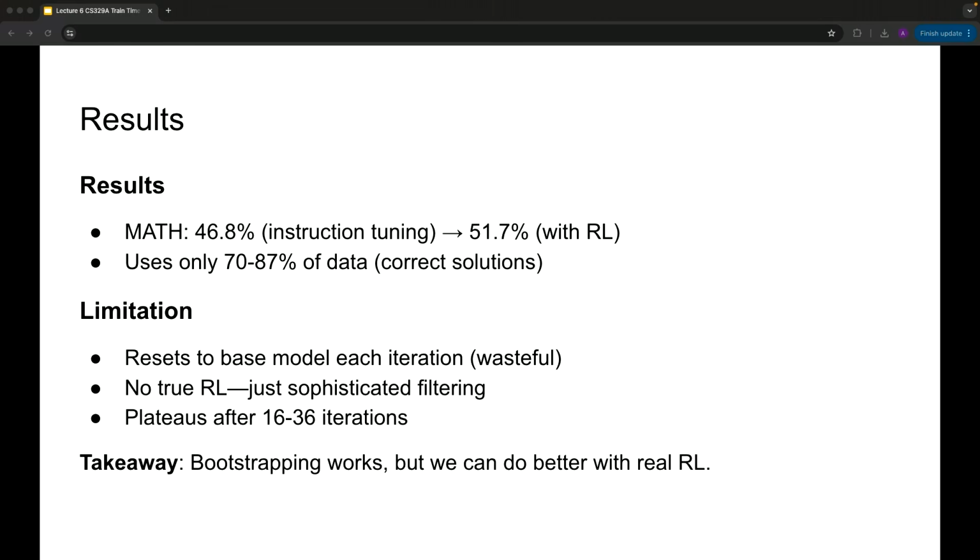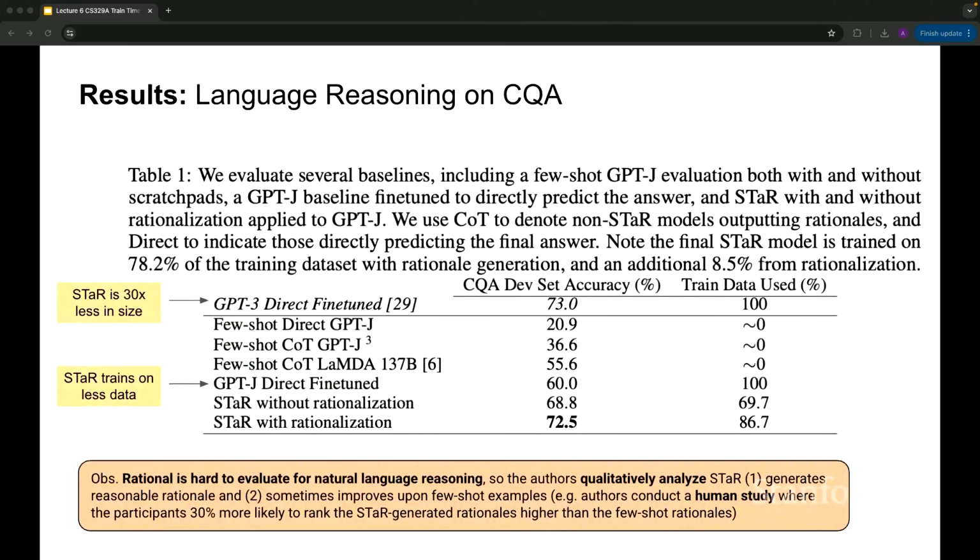RL has its own set of challenges, but here it also starts to plateau. So you have to really pay attention to how many iterations you can do. And there's some amount of tweaking there that you have to do.